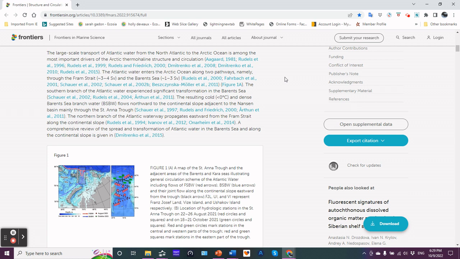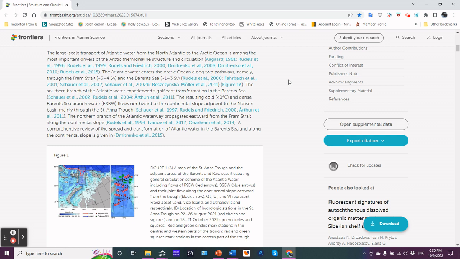The large-scale transport of Atlantic water from the North Atlantic to the Arctic Ocean is among the most important drivers of the Arctic thermohaline structure and circulation. The Atlantic water enters the Arctic Ocean along two pathways, namely through the Fram Strait at about 3 to 4 Sverdrups and the Barents Sea at about 1 to 3 Sverdrups.